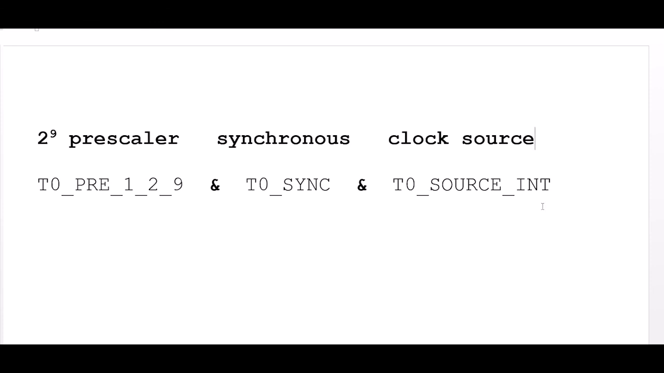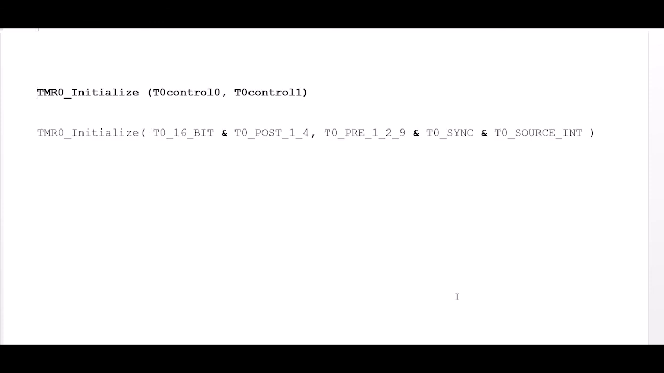So you would AND those three things together, and that means in the end, our initialization becomes this. Timer0 initialize, and then we've got two quantities ANDed together, separated by a comma here, and then three quantities ANDed together for the second parameter. So like I said, it's not hard to do this, but it is different than what we've been doing up to this point.